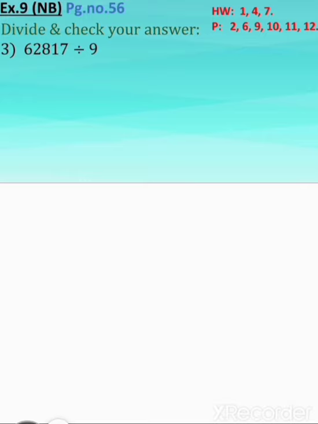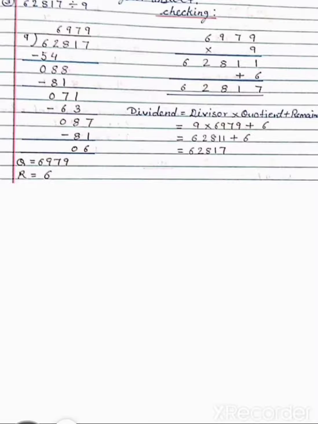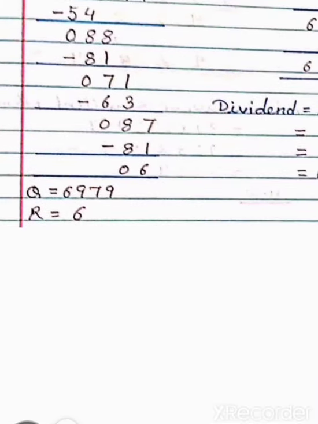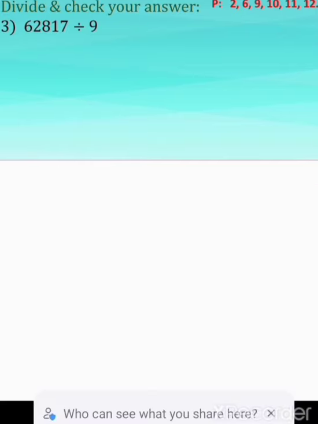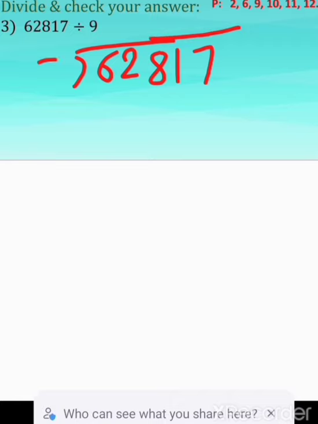62,817 divided by 9. Just now I think I have done the same division, but I think the remainder was different there. So we'll do the division again. 62,817 divided by 9. 6 is less than 9, so the whole 62 I'll take.